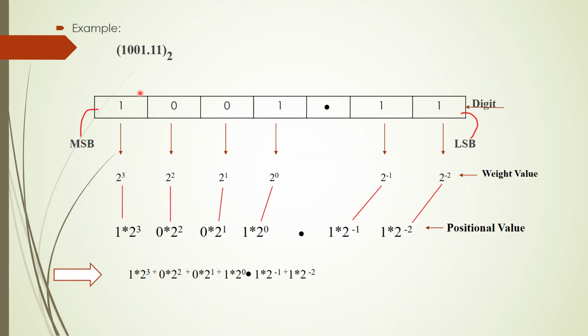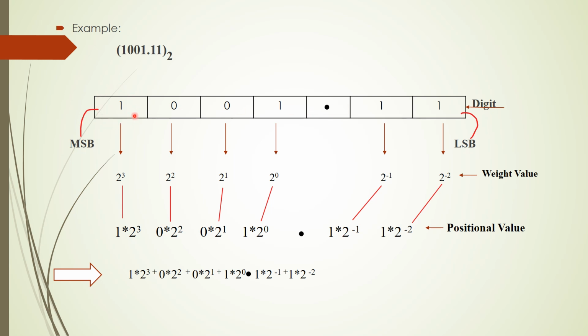Let's see one example. 1001.11. The base is 2, that means it is a binary number. 1001.11, these are the individual digits in the binary number. See, this is the binary point.